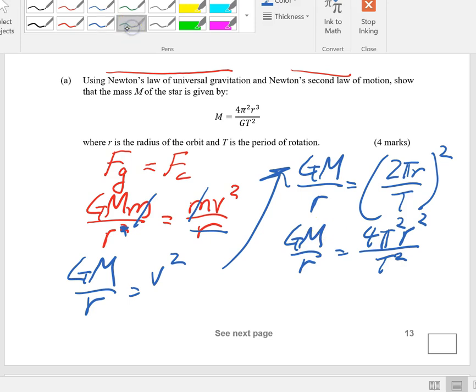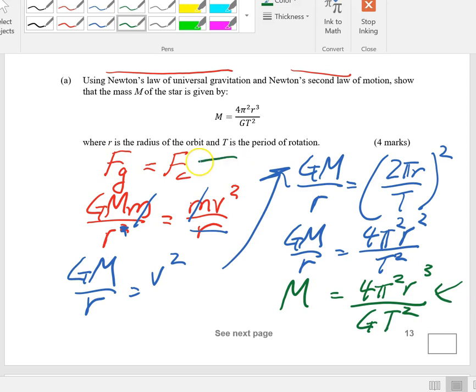I'm pretty sure you can rearrange this, make M the subject. The right hand side becomes r cubed. r squared with r combined, r cubed. And at the bottom, G has to go to the right hand side, so at the bottom here is G and T squared. So this is the form that we want.